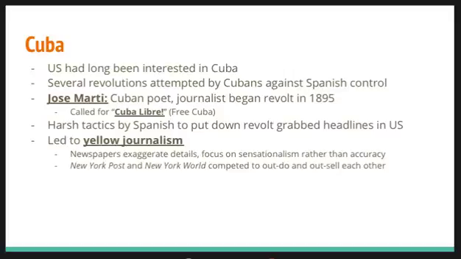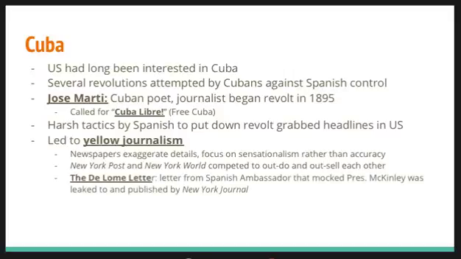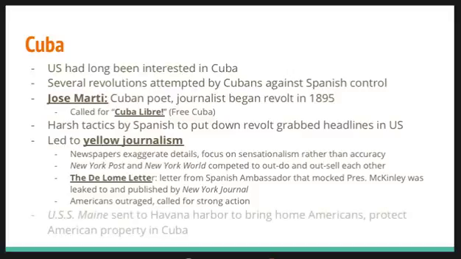Two of the papers that were the biggest proponents of yellow journalism were the New York Post and the New York World. They competed to outdo and outsell each other. And it helped them when the Delome letter, a letter from the Spanish ambassador that they got their hands on, mocked President McKinley, who was president at the time. It was leaked and published by the New York Journal. This outraged Americans, who were angry that the Spanish ambassador would dare mock McKinley. And they called for a strong response.